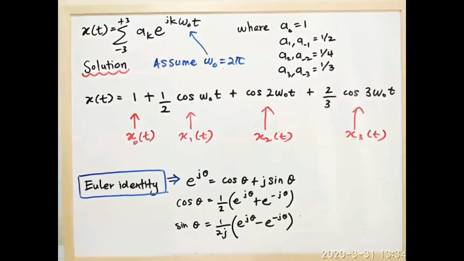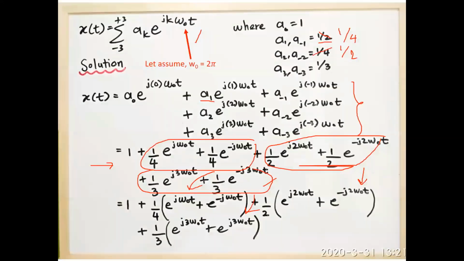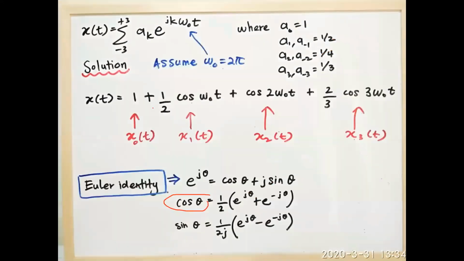So what you should actually substitute is cos theta, Euler identity. From here you see this one is actually equivalent to cos theta. So we substitute this one with the cos theta Euler identity, then you get 1 plus 1 over 2 cos omega t plus cos 2 omega t plus 2 over 3 cos 3 omega t.